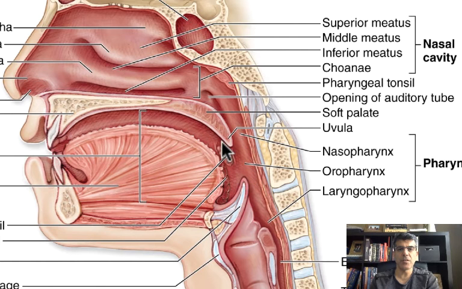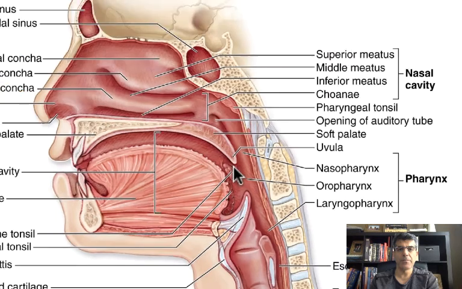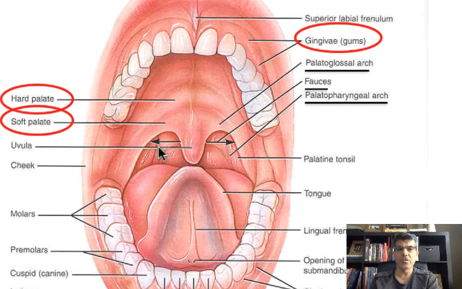The second part of the pharynx is called the oropharynx, and the oropharynx is going to open to the mouth. In this picture, there is a term that I want you to know, and that is the opening of the mouth to the oropharynx, from here to here, called the fauces. In the middle of the fauces, you have your uvula, as you can see.